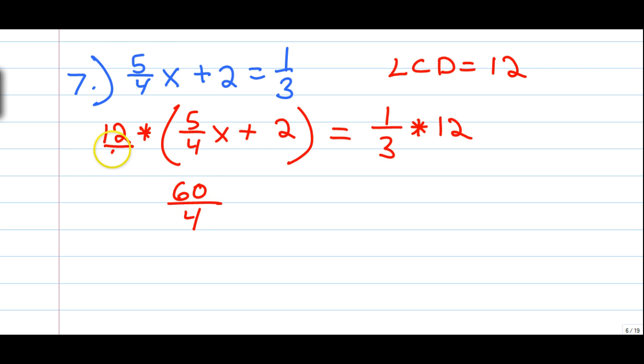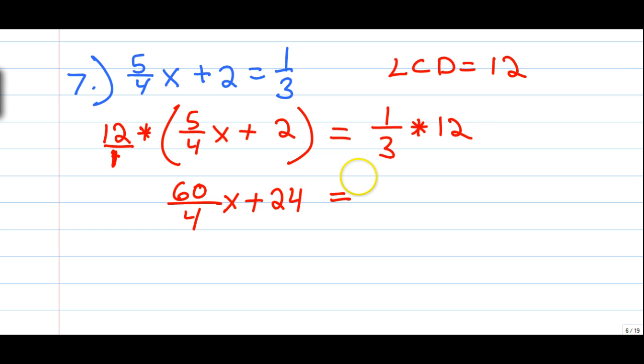The reason we have it over 4 is if you look at the 12 in this equation, it's over a 1. We distribute the 12 to the numerator's position. We distribute the 1 to the denominator's position, so we end up with 60 over 4, carry down our x, plus a 12 times a 2 to create 24.